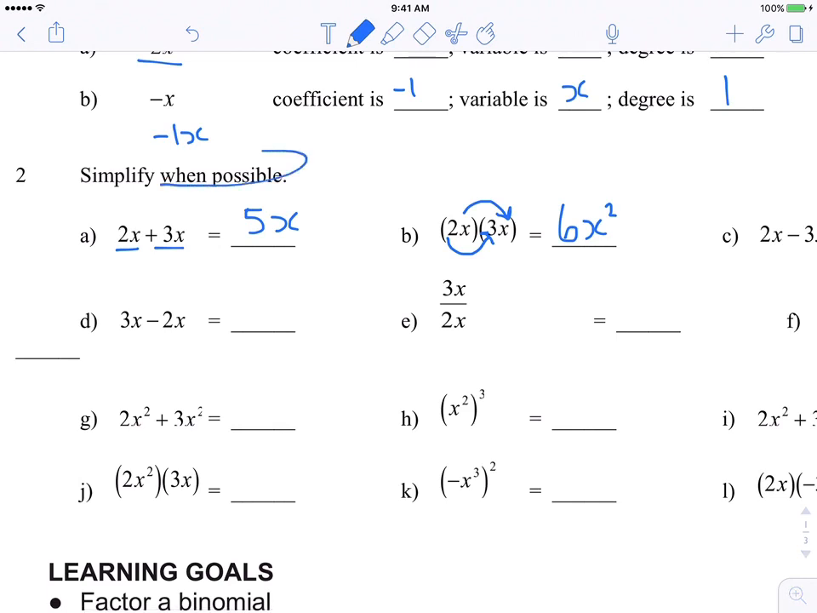Keep in mind it says when possible, correct? So some of these will not be possible. 3x minus 2x is simply x. It's kind of like question C, but reverse order.